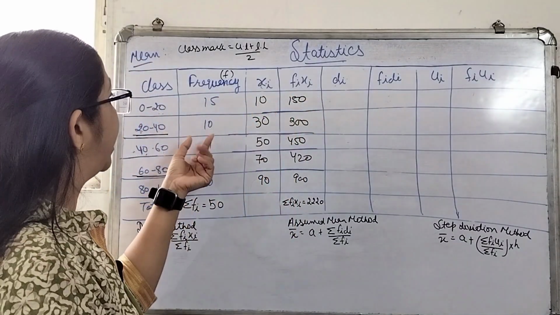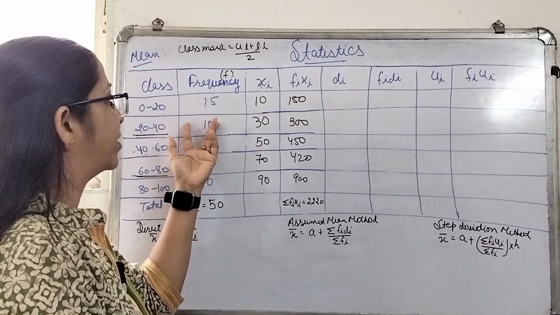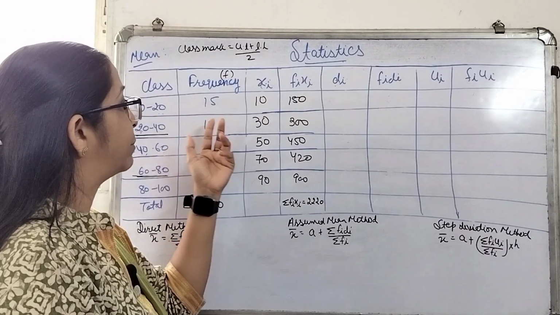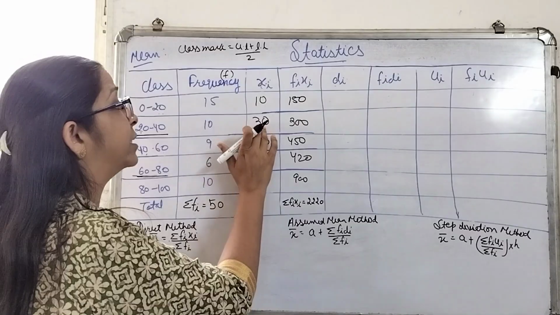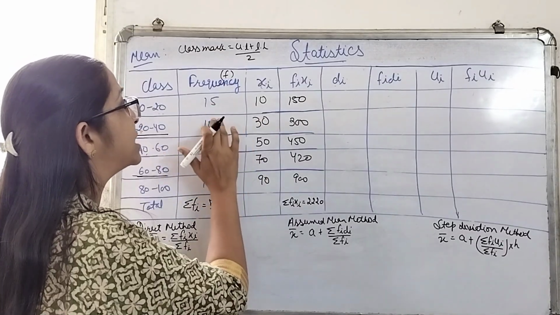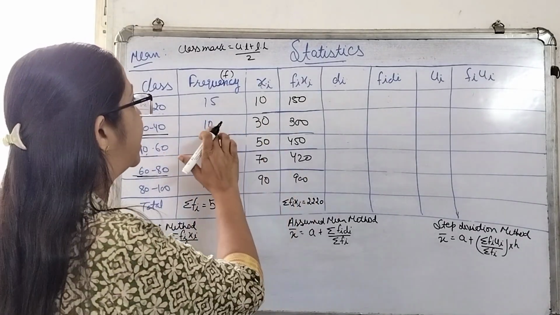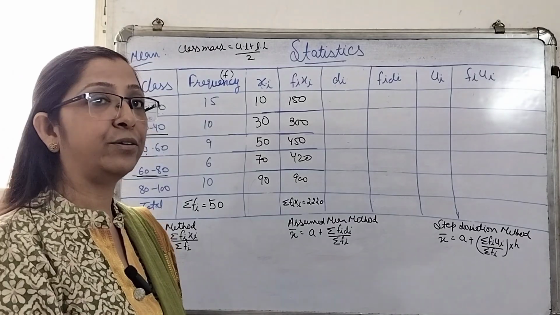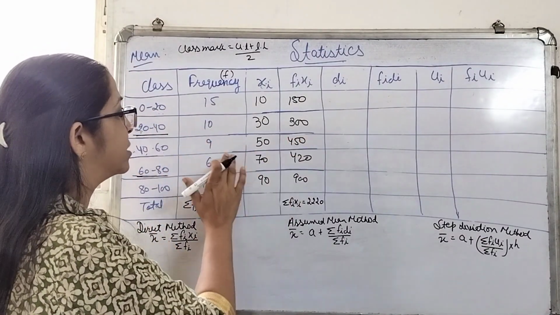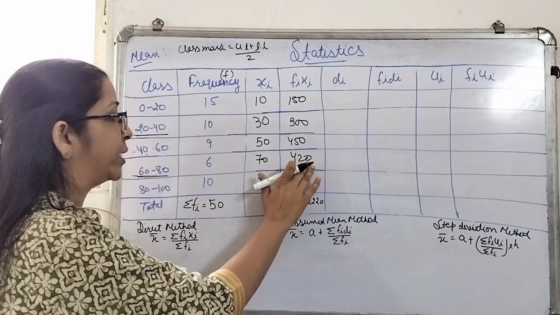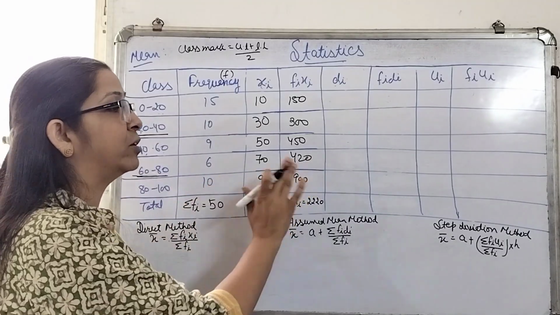If we are going to add marks of these 10 students, because we are assuming that the marks obtained by them is 30, and 10 students have secured 30 marks, so the sum of all these 10 students' marks will be 10 multiplied by 30, that is your 300. Similarly, sum of 9 students' marks will be 450, sum of 6 students' marks will be 420, sum of 10 students' marks is your 900.